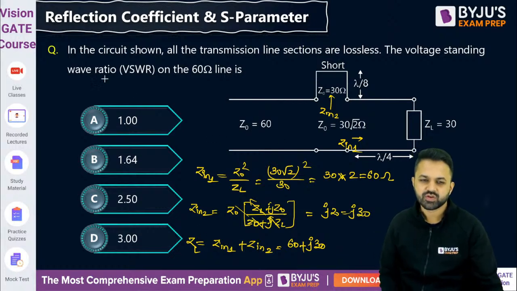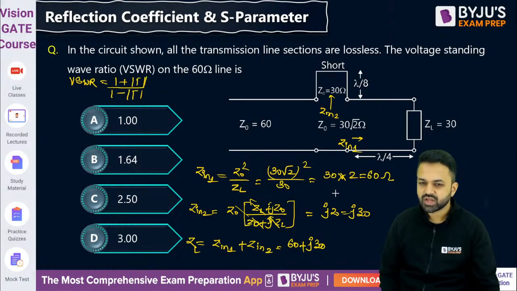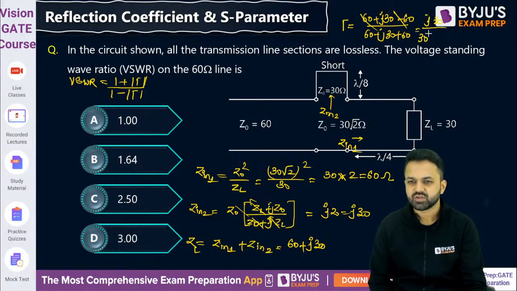Now because we want to calculate the standing wave ratio, which is 1 plus mod gamma divided by 1 minus mod gamma, we need to calculate the magnitude of gamma. So how do you calculate the mod of gamma? ZL minus Z0, that is 60 plus j30 minus 60, divided by 60 plus j30 plus 60. So this 60 and 60 will get cancelled, and j30 divided by 30 is also common. So it is 4 plus j.